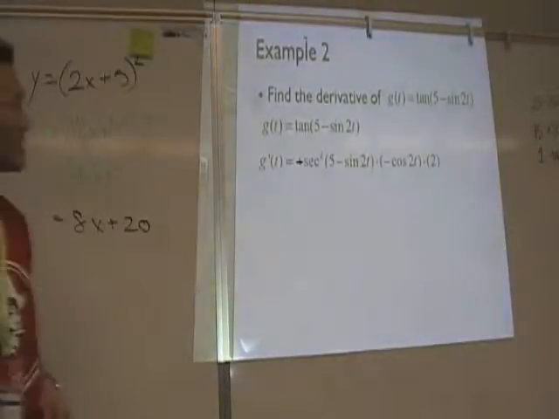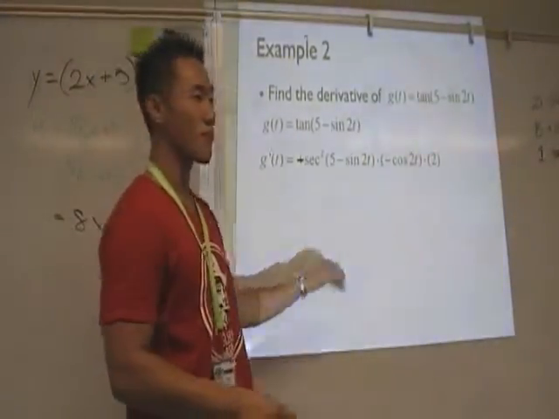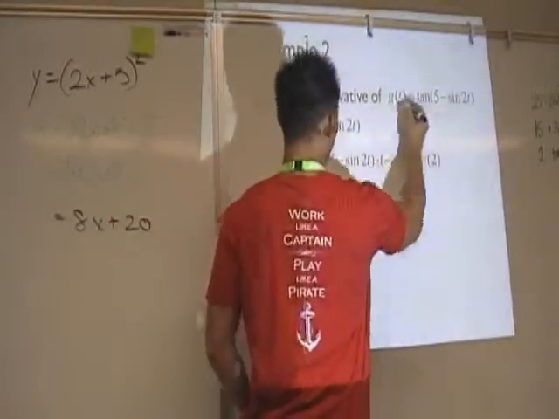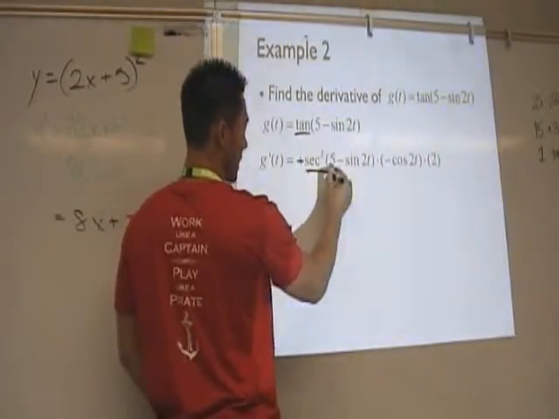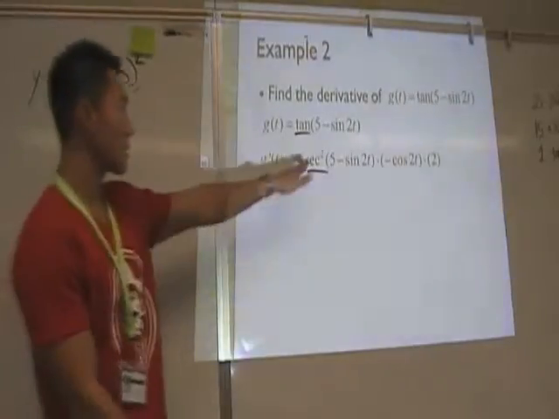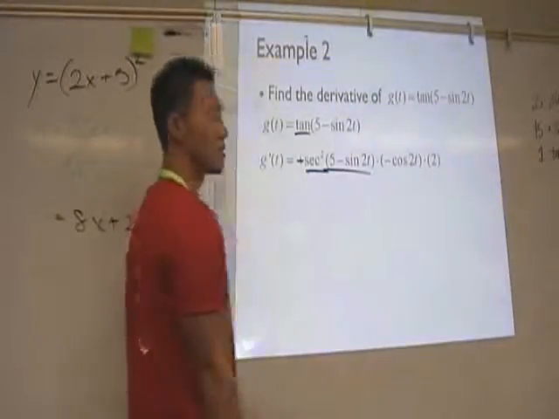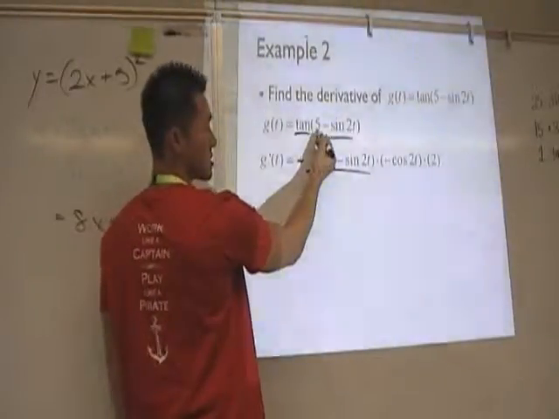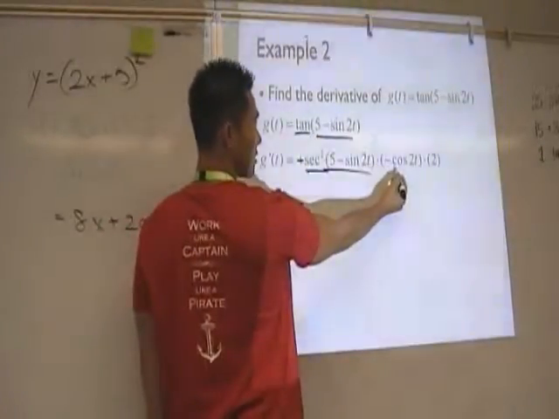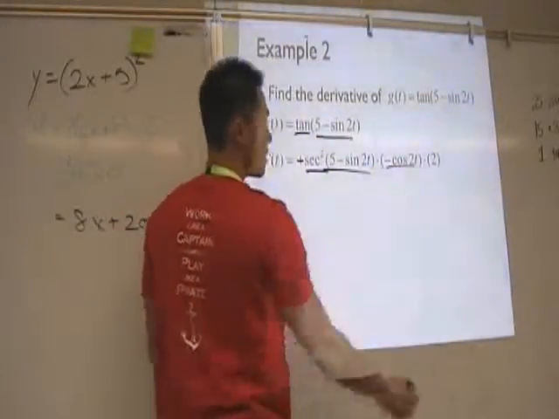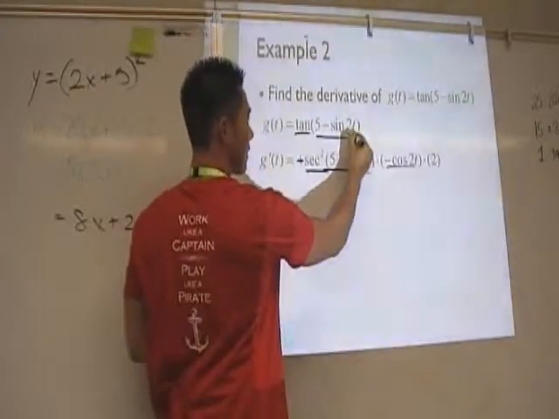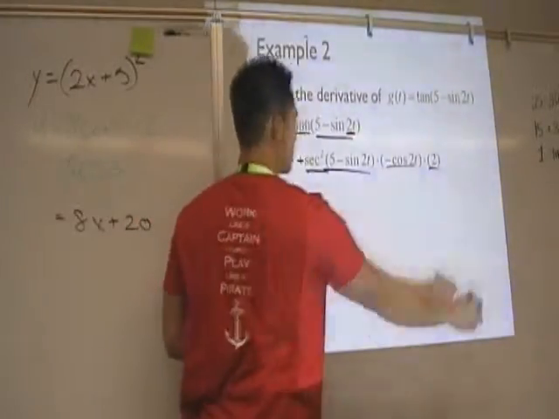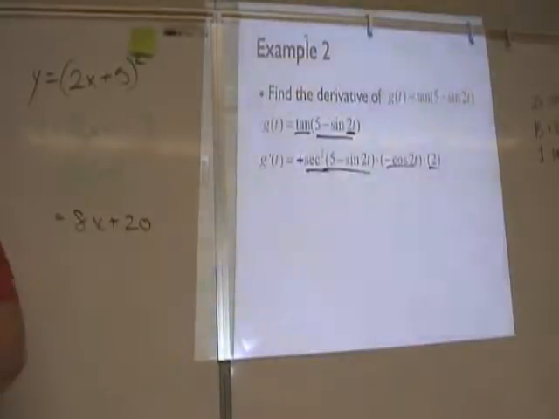Alright. Okay, so let me explain this again. So we take the derivative of the tangent part, that's this secant squared part of the same thing. Now we take the derivative of the inside. That's just 0 minus cosine of 2t. So that's that. But now we got to take the derivative again of the inside there. And that's the 2. So you're taking the derivative a couple times.